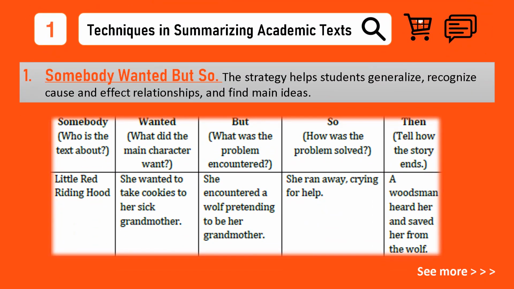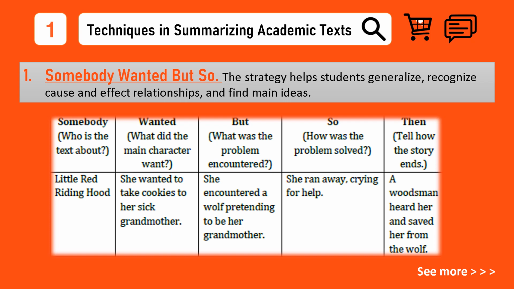The first technique is named somebody wanted but so. This strategy helps students generalize, recognize cause and effect relationships, and find the main ideas. Let's study the example below. For the somebody, it answers the question, who is the text about? For example, in the story The Little Red Riding Hood, the story revolves around Little Red Riding Hood herself.